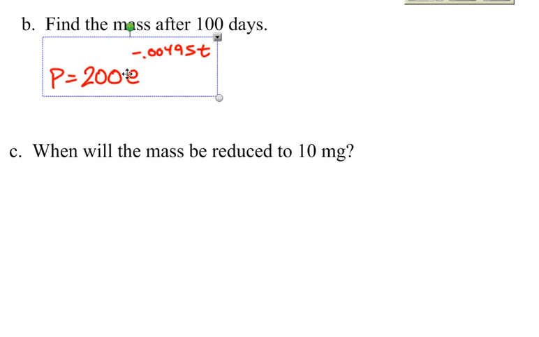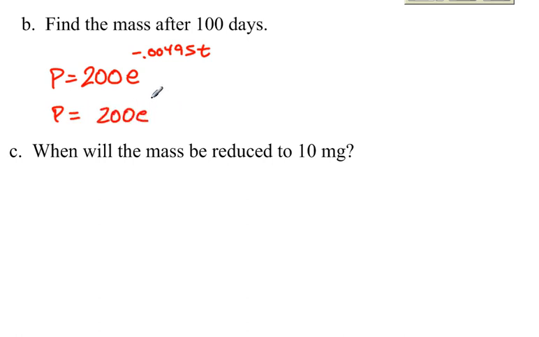After 100 days, all we have to do is plug in 100. So P equals 200 e to the negative 0.00495 times 100. Let's check that out. 200 times e to the, let's see, negative 0.00495 times 100, and I get 121.9. So 121.914 if I want to round to 3 places. And this is going to be milligrams. Now let's make sure this makes sense.